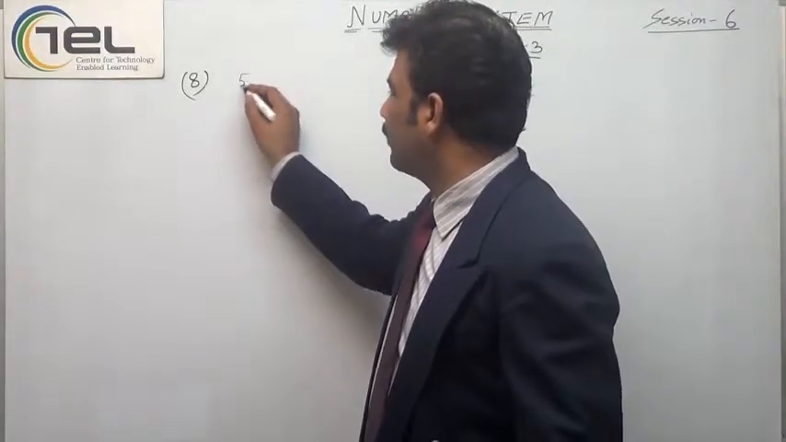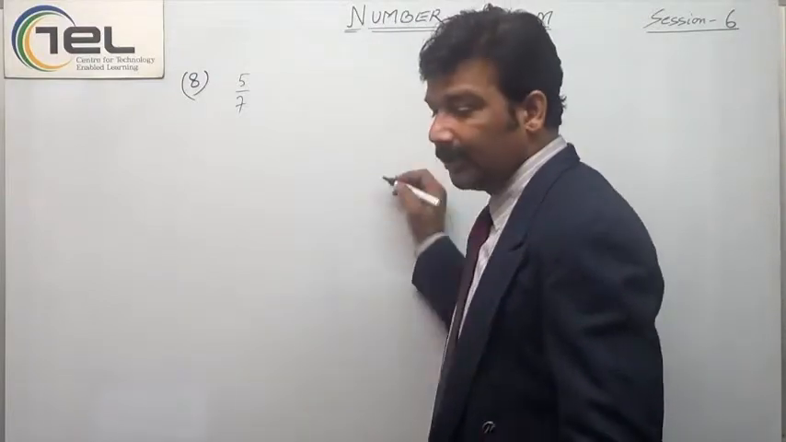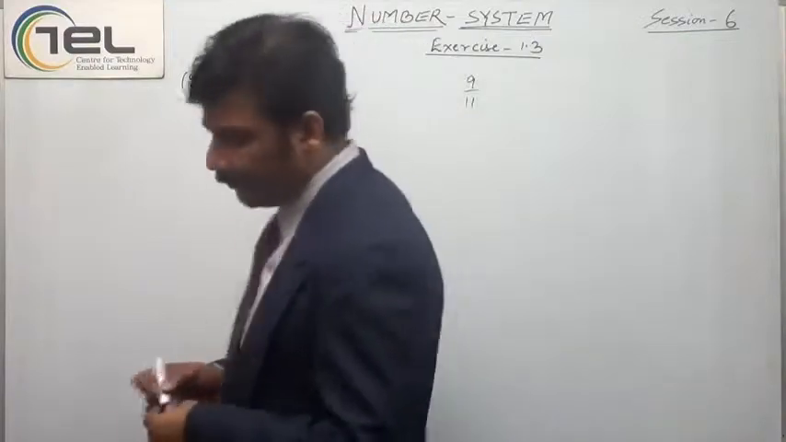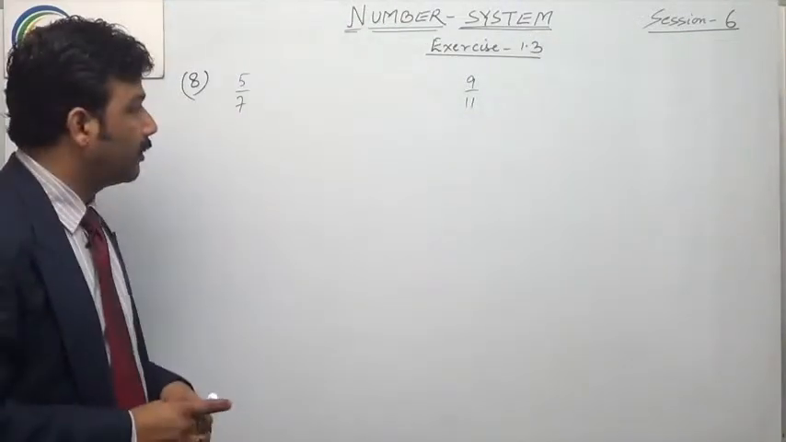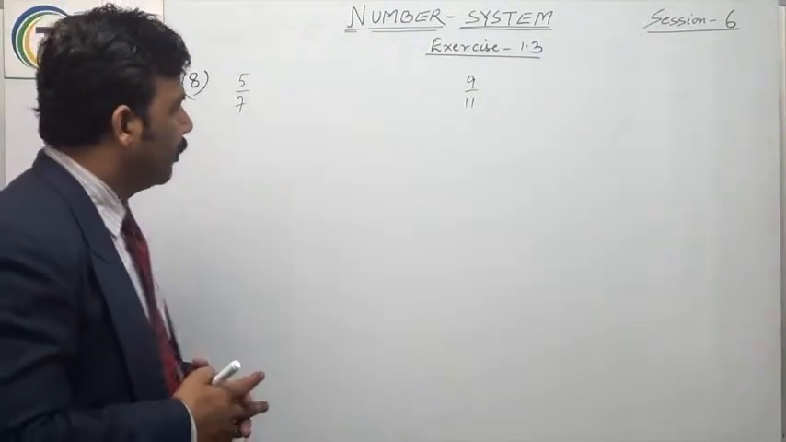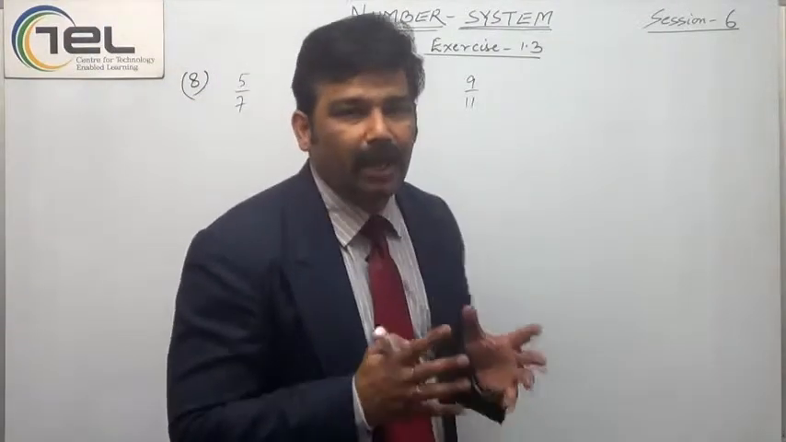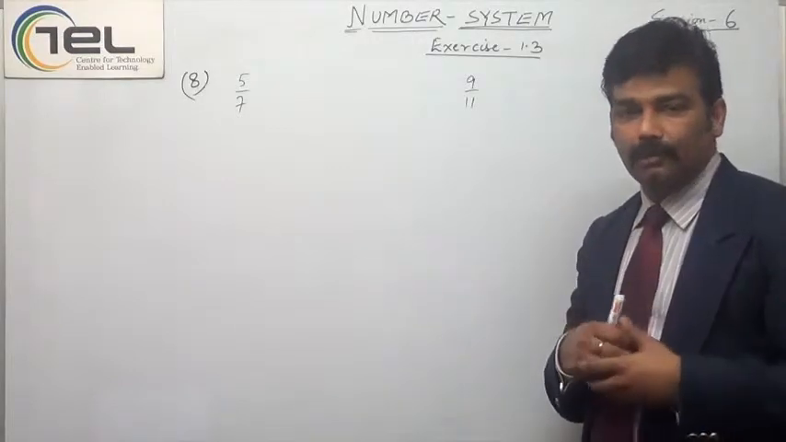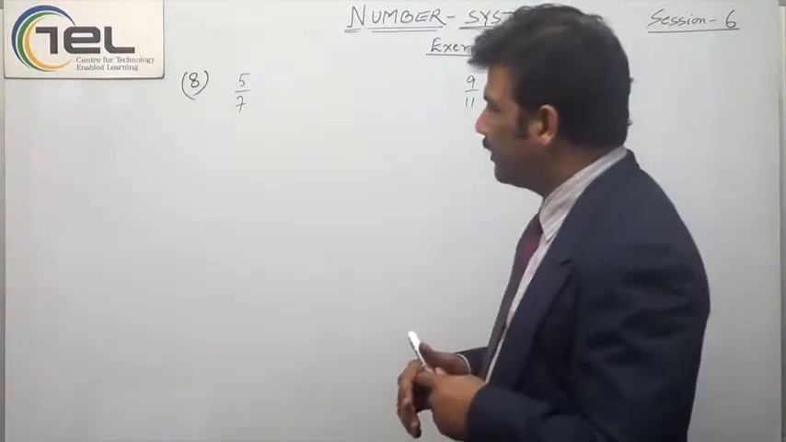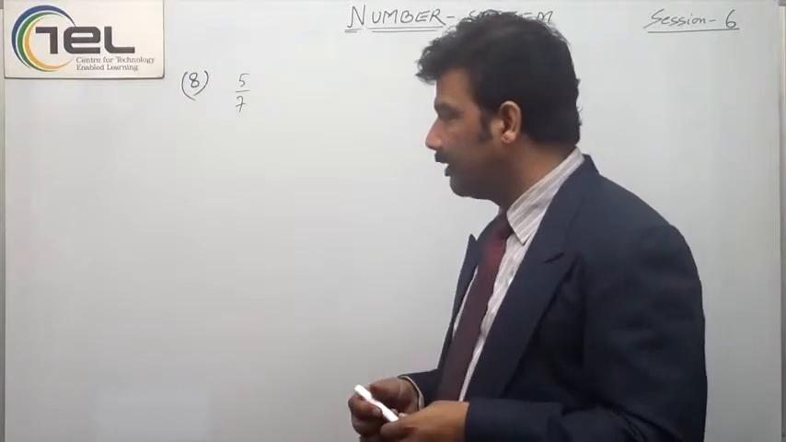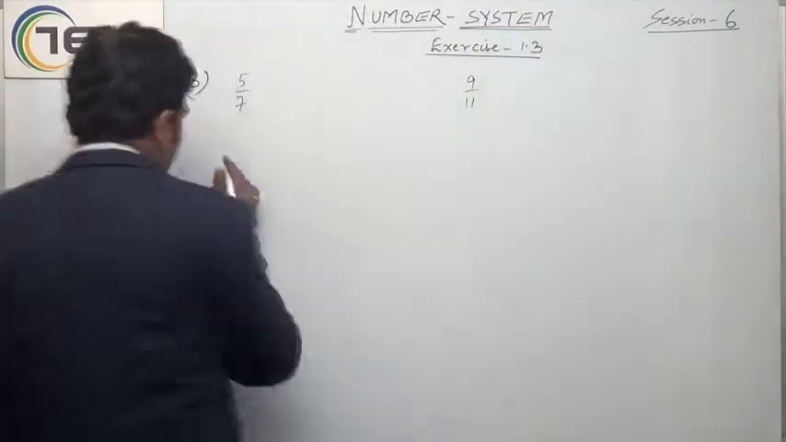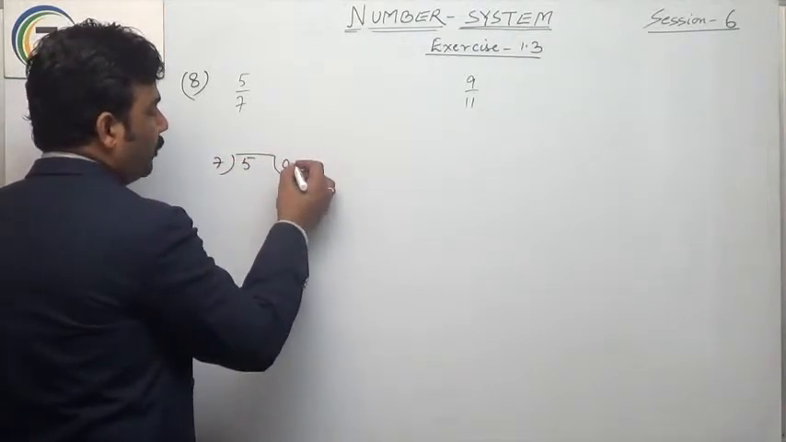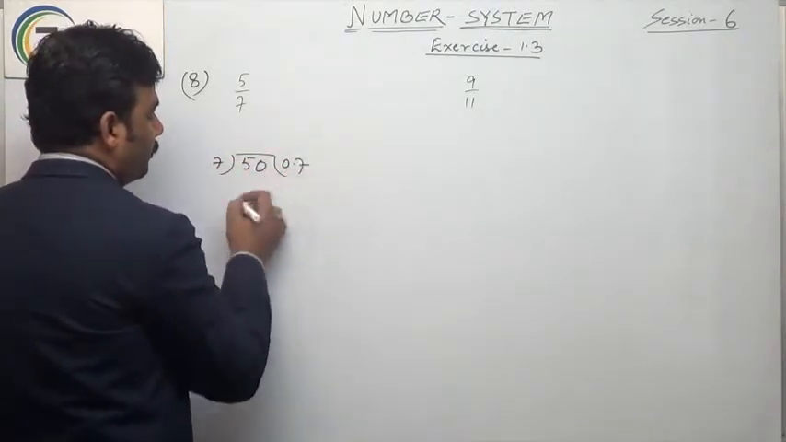So if we have a number 5/7 and another number 9/11, and we have to find any three irrational numbers between them, how do we find them? First of all, we have to put them into decimal representation. Now 5/7 can be represented in decimal form by dividing 5 by 7.